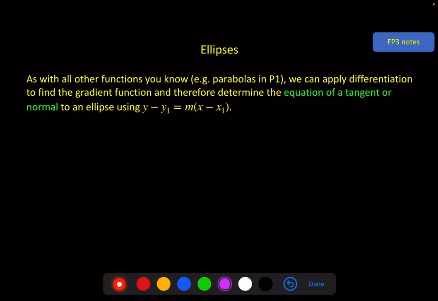As with all other functions you've ever done in maths, we can apply differentiation to find the gradient function, and once you've found the gradient at a certain point, you can then determine the equation of the tangent, or using m1, m2 equals minus 1, you can find the equation of the normal. And we can do the same thing here with an ellipse. It's just a new equation to work with.